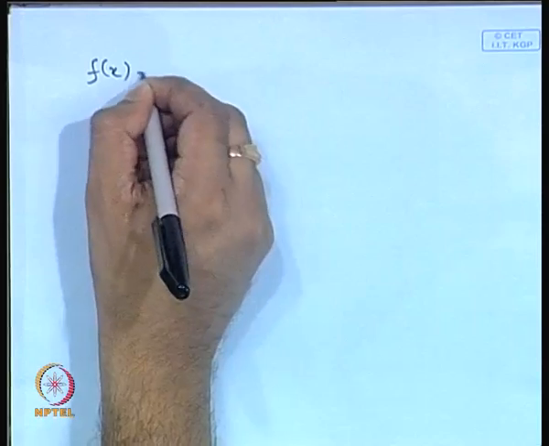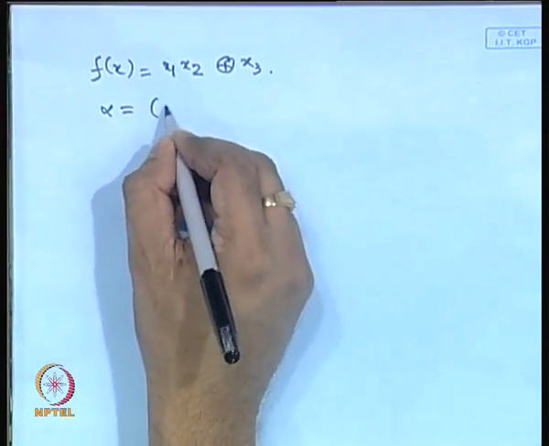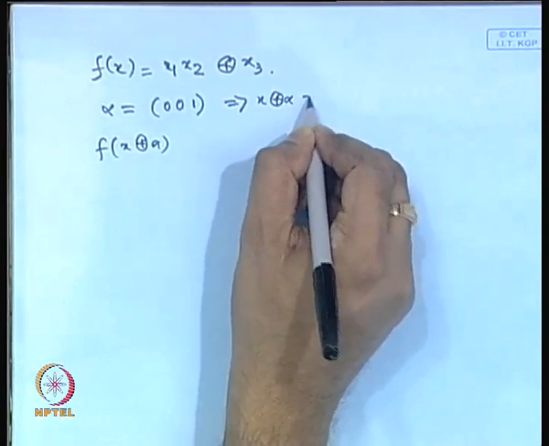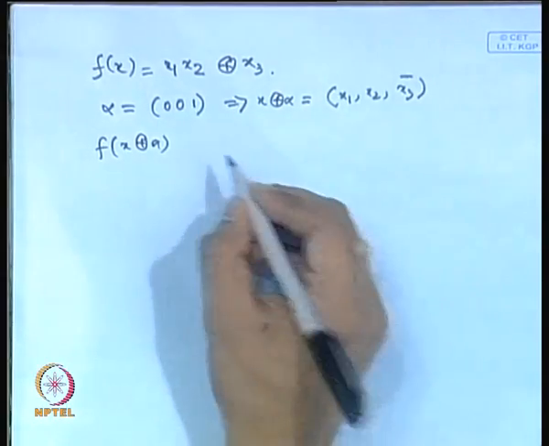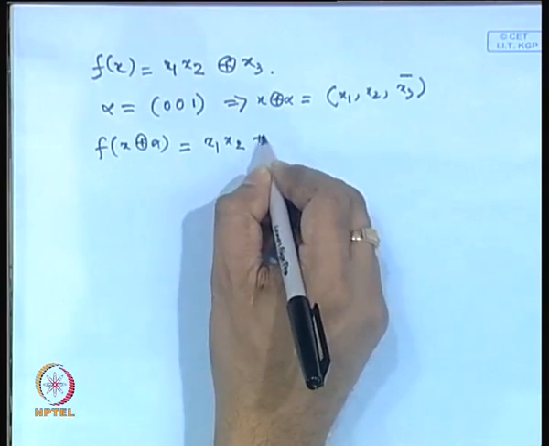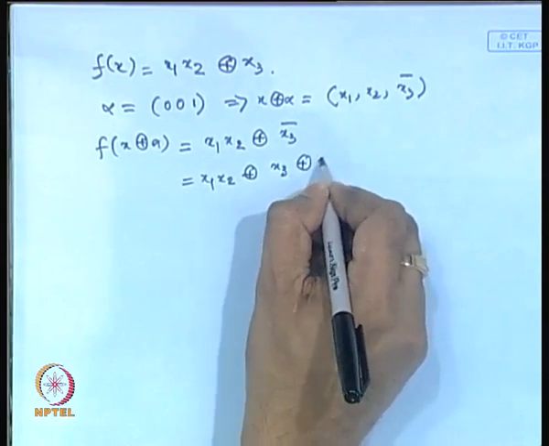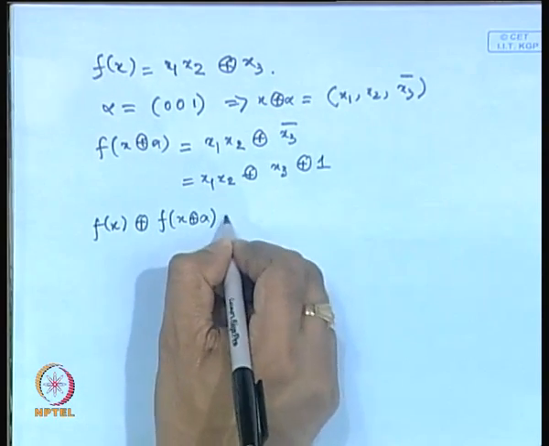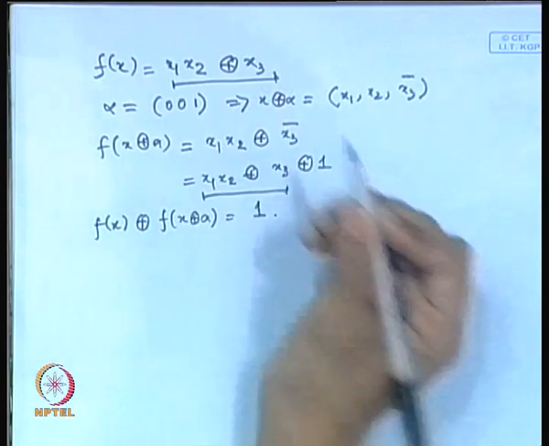Do you see this? Therefore, f(x) is equal to x1x2 XORed with x3. Consider alpha equal to 0 0 1. So what is f(x XOR alpha)? First of all, x XOR alpha is equal to x1, x2, x3 bar, right? So f(x XOR alpha) is x1x2 XORed with x3 bar. What does it mean? It is equal to x1x2 XORed with x3 XORed with 1. I can write it in this fashion. Now if you take f(x) XORed with f(x XOR alpha), what do you obtain? You obtain only 1, because this part and this part get cancelled.